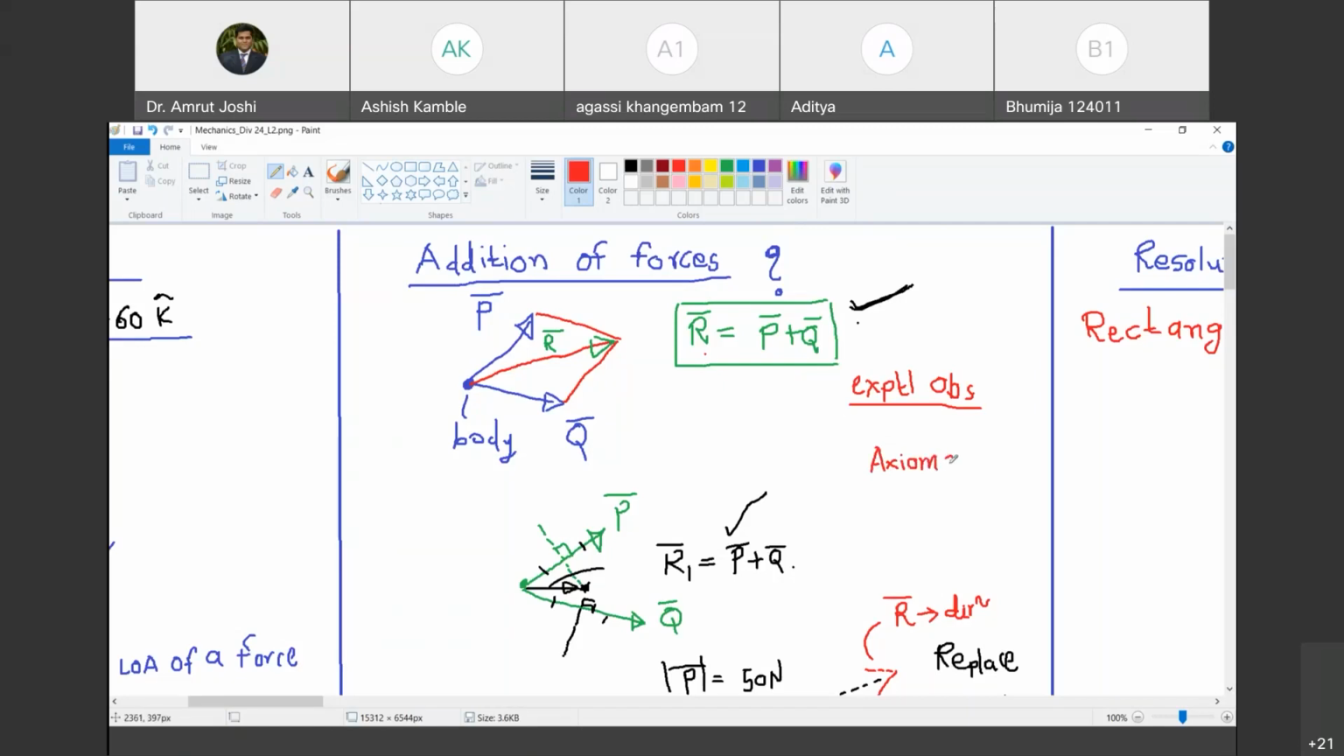Sir, what is an axiom? An axiom is a statement which doesn't have any analytical mathematical proof. It is based on experimental observation. Are you with me? Yes, sir.